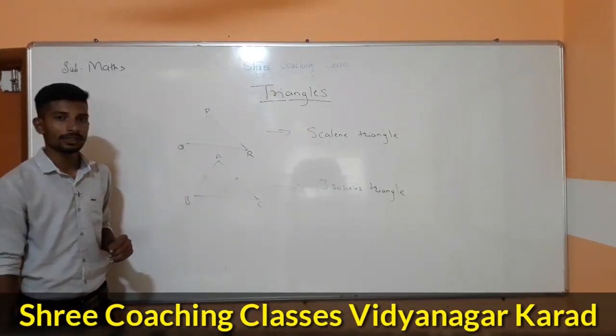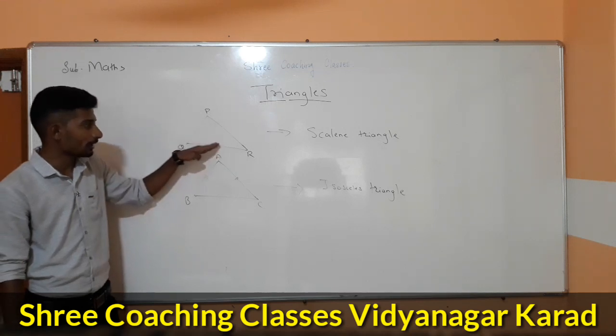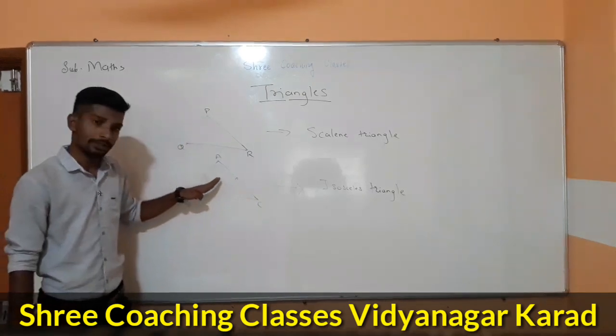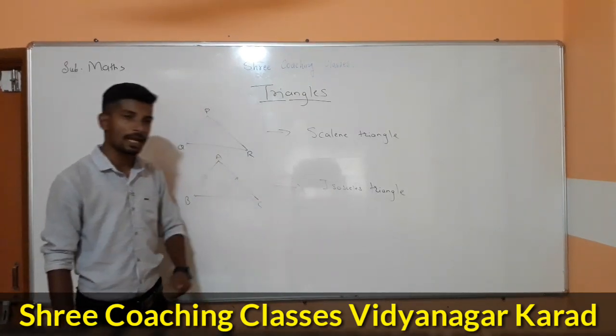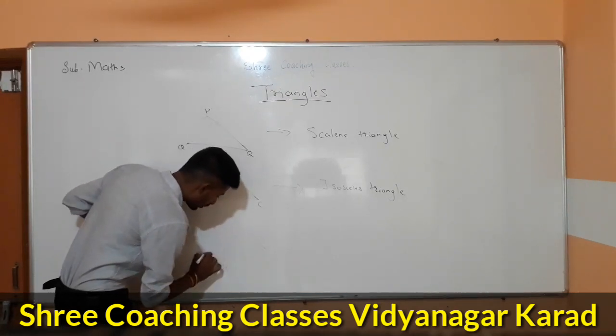Okay, do you understand? See here, the first triangle with all different measurements, we call it a scalene triangle. The triangle with 2 sides common, we call it an isosceles triangle.